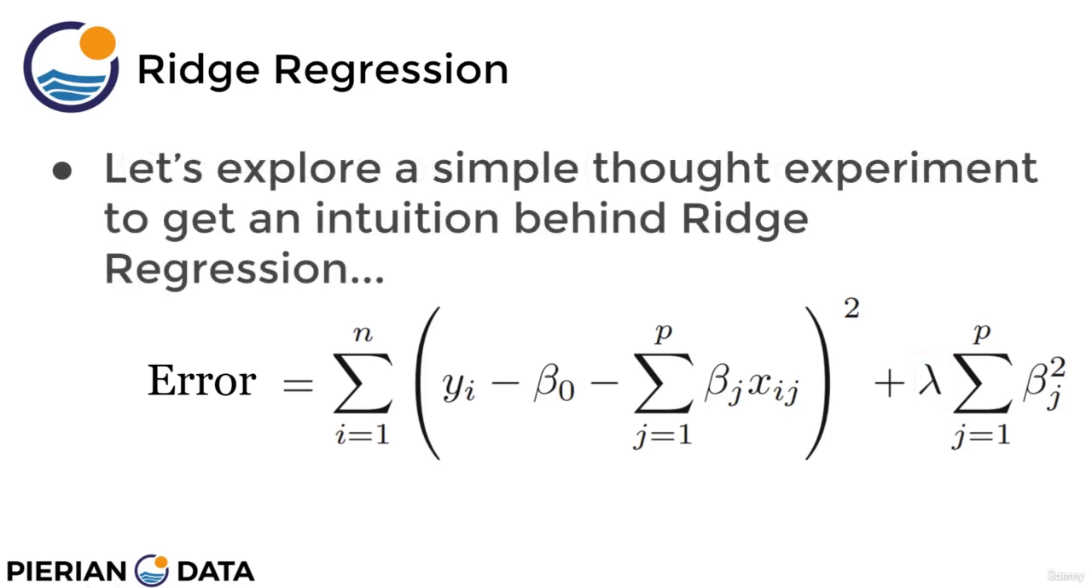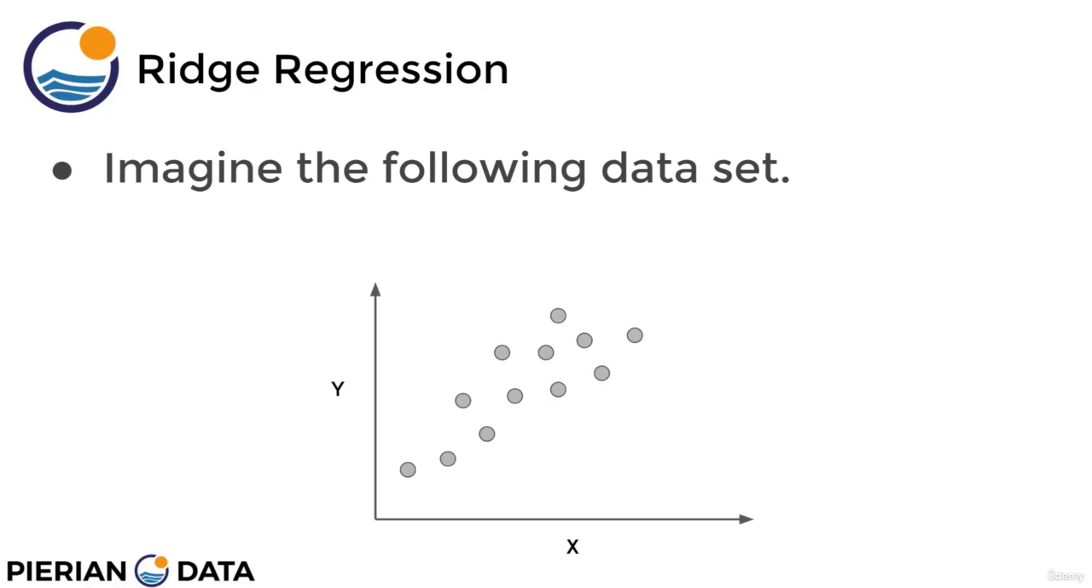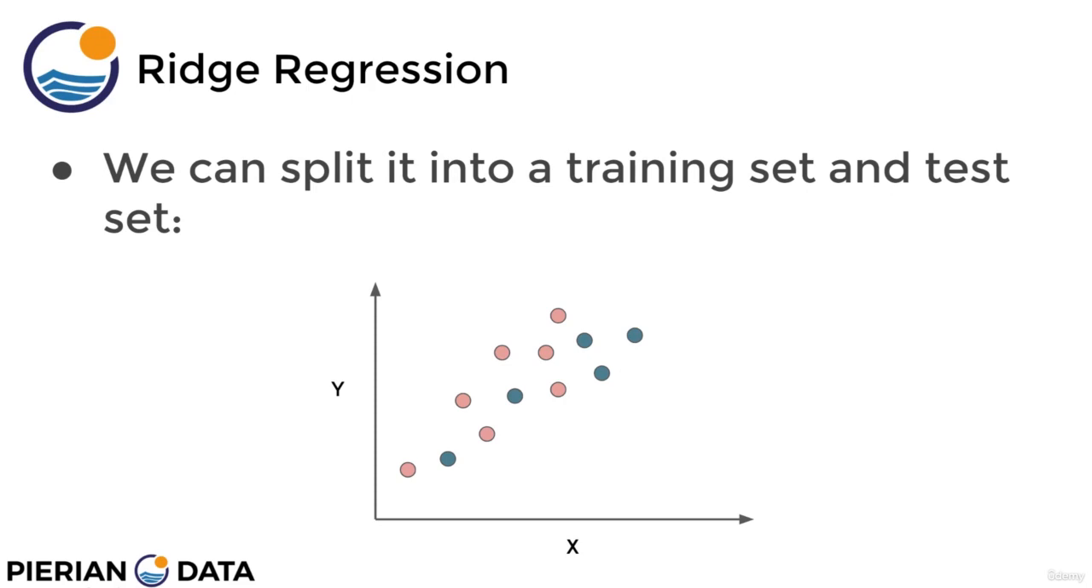Let's go ahead and explore a simple thought experiment to get an intuition behind ridge regression. And I often find the best way to understand a lot of these complex formulas is to try to consider the simplest case. And in this case, it would be something like just having one single feature, which means you're really only solving for that beta coefficient times that feature, because the actual shrinkage penalty would only consider beta of j, which is just the single beta coefficient being multiplied by your single feature. So let's imagine the following data set. We have a single feature x and then some target label y. And what we're going to do is split that into a training set and a test set. And recall, with ridge regression, we're trying to make sure we don't overfit the training data.